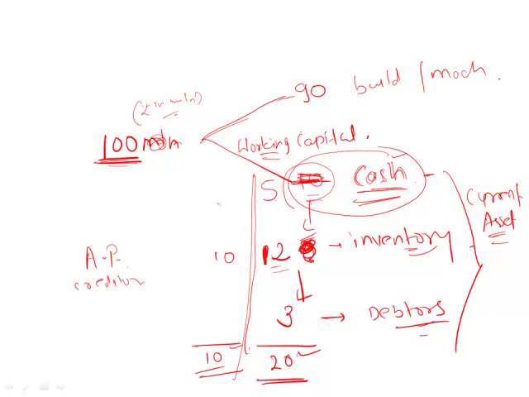20 minus 10. Why? How much money did I invest originally? 10. So now my working capital is still 10. Though my current assets are 20, some of my current assets are actually funded by these guys. So how much did I invest? Only 20 minus 10. So therefore we say that working capital is equal to current assets minus current liabilities.